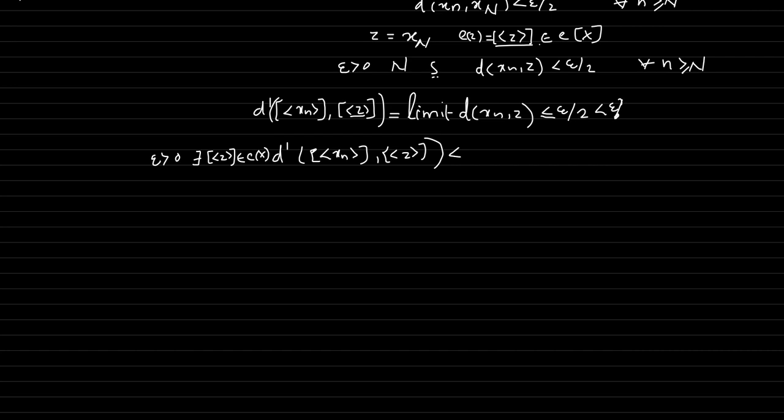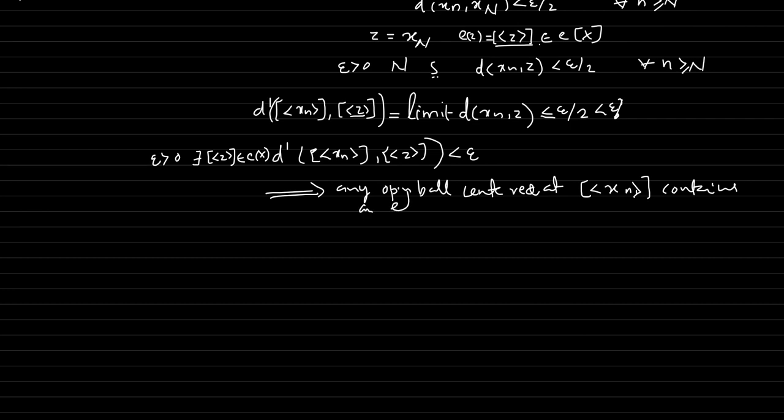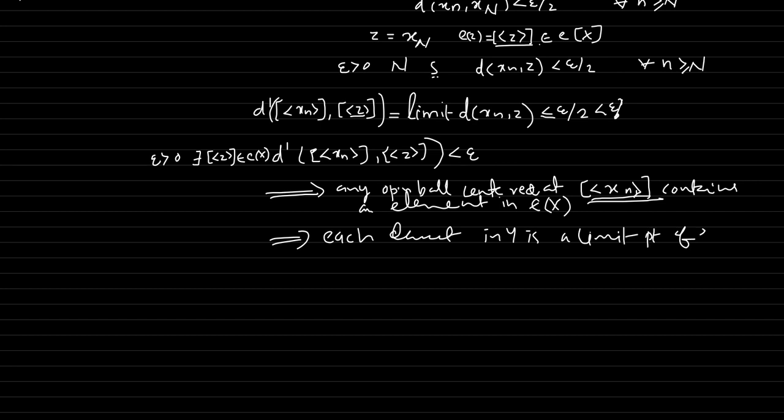is less than epsilon, which implies any open ball centered at xn contains an element in E of X. So this is an arbitrary point that we choose from Y. Therefore, this point is a limit point of E of X, and this is an arbitrary point from Y. Therefore, we can say that each element in Y is a limit point of E of X. Therefore, E of X closure is equal to Y.